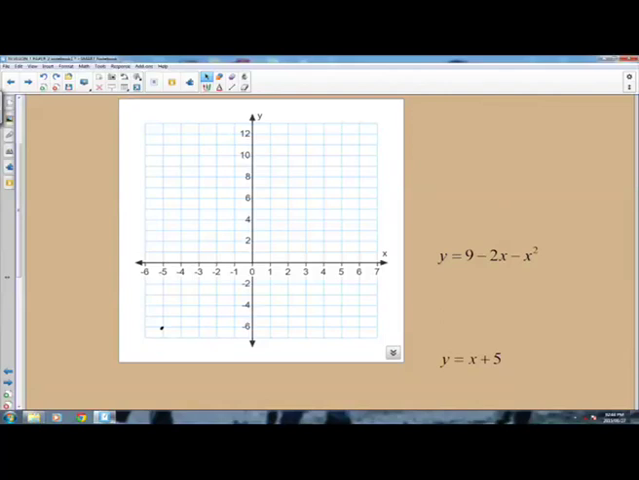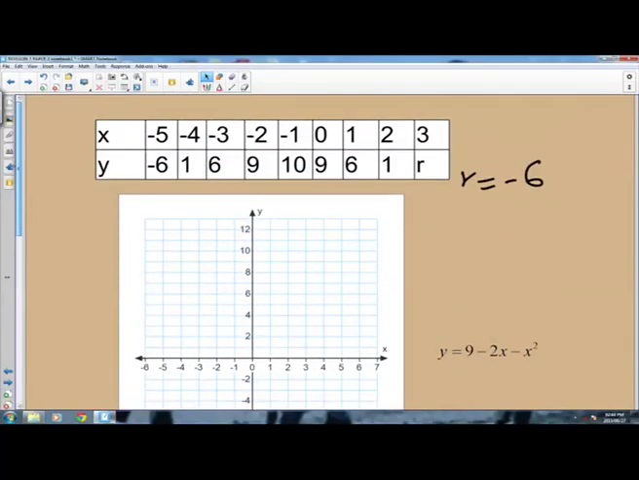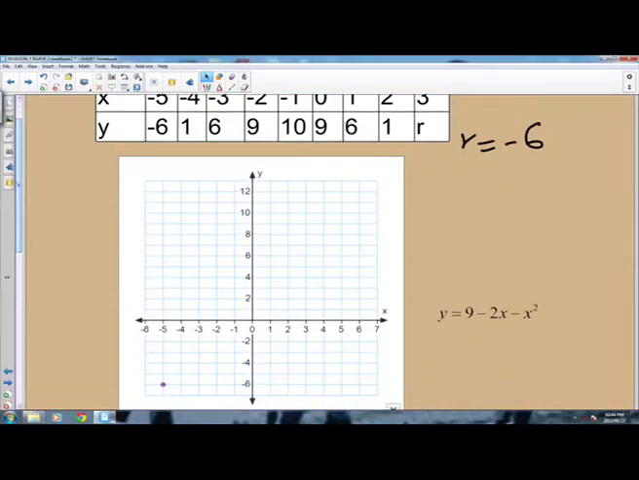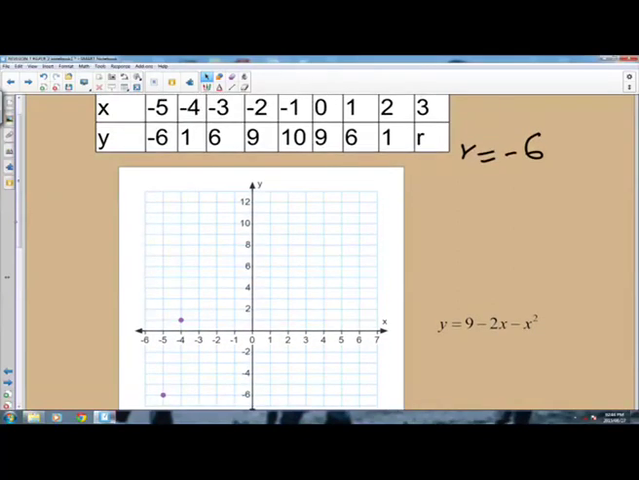Minus 5, minus 6, it's here. And then the other point is minus 4, 1. Minus 4, 1, it's here. And then the other one is minus 3, 6. Minus 3, 6, it's here.